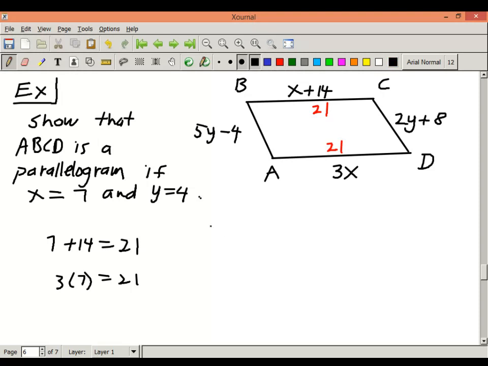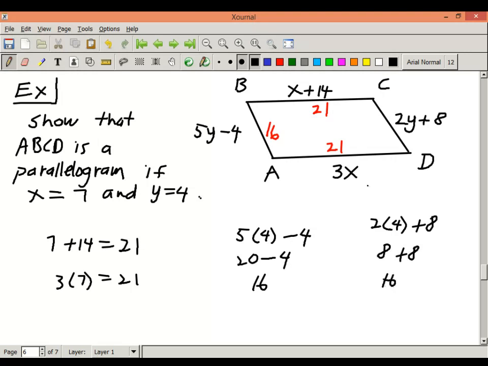Now let's plug in 4 for y for the left side. So we got 5 times 4 minus 4. So that's 20 minus 4, that's 16. So the left side is 16. And then we'll do the same thing for the right side. So we got 2 times 4 plus 8. So 8 plus 8 is equal to 16. Okay, so how does that prove that that's a parallelogram? Well, we got a theorem for that. That theorem was one we just proved. If both pairs of opposite sides of a quadrilateral are congruent, which they are here, then the quadrilateral is a parallelogram.